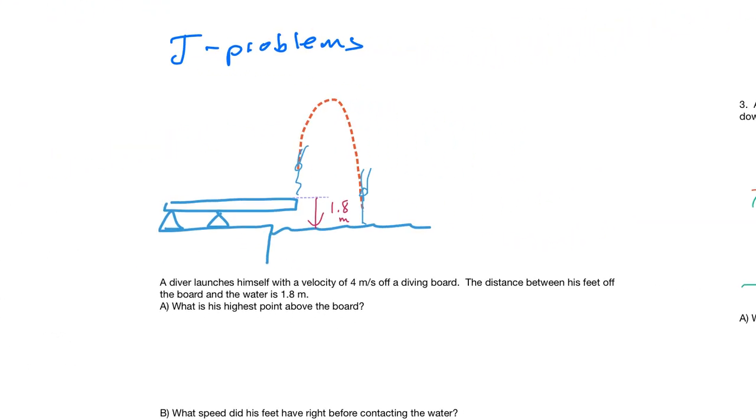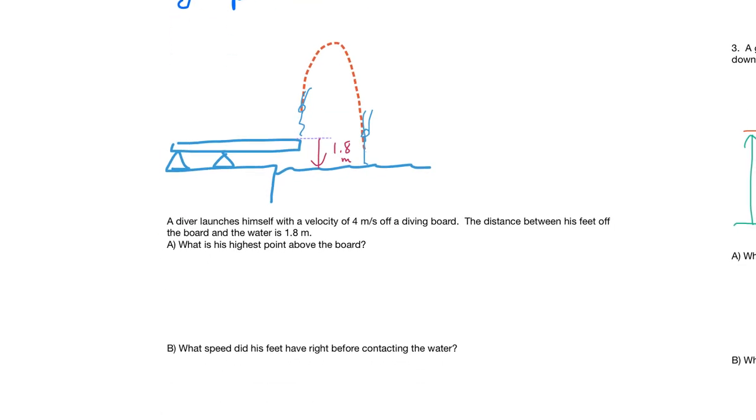Let's do some J-type problems like I was talking about. Here we have VO equals 4, positive 4 because it's going upwards. Distance between his feet off the board and the water is 1.8, as is shown. So really delta y, or delta x, is negative 1.8. What is his highest point above the board?